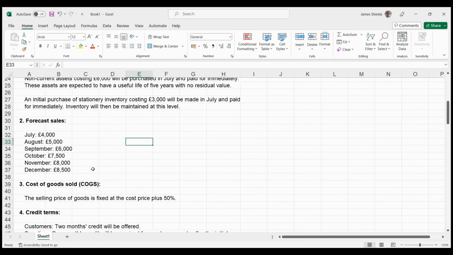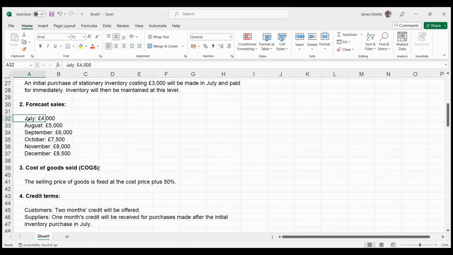Right, forecast sales now. We've got forecast sales for July, which is £4,000. August is £5,000. September is £6,000. October is £7,500. November is £8,000. And December is £8,500. So they're the forecast sales, what I expect the sales to be in those 6 months.